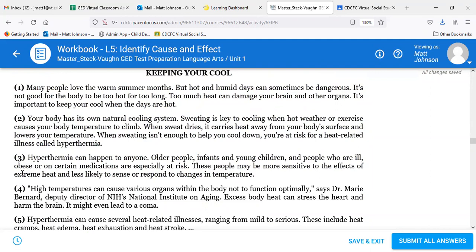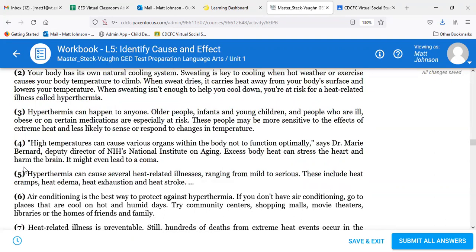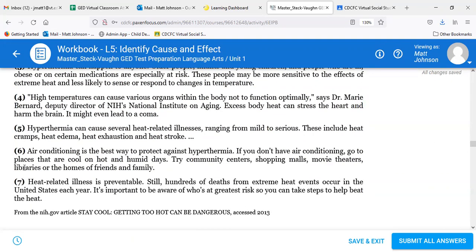These people may be more sensitive to the effects of extreme heat and less likely to sense or respond to changes in temperature. High temperatures can cause various organs within the body not to function optimally, says Dr. Marie Bernard, Deputy Director of NIH's National Institute on Aging. Excess body heat can stress the heart and harm the brain, might even lead to a coma. Hyperthermia can cause several heat-related illnesses ranging from mild to serious. These include heat cramps, heat edema, heat exhaustion, and heat stroke.